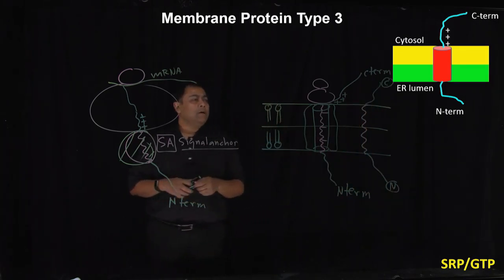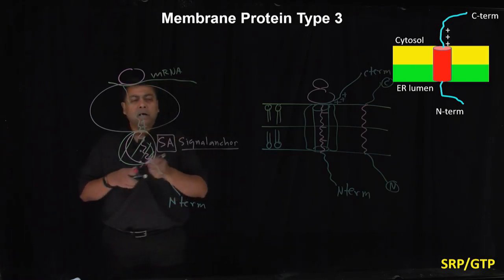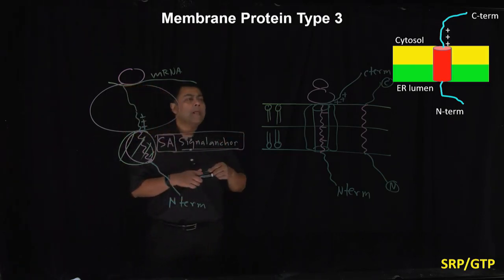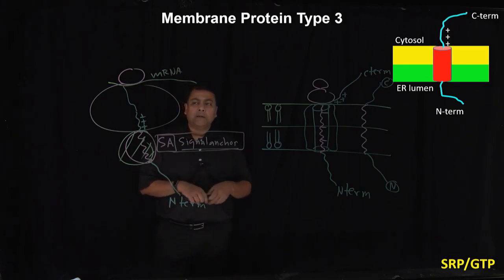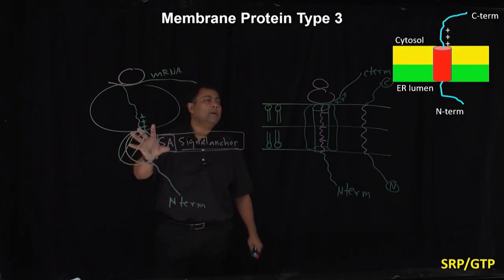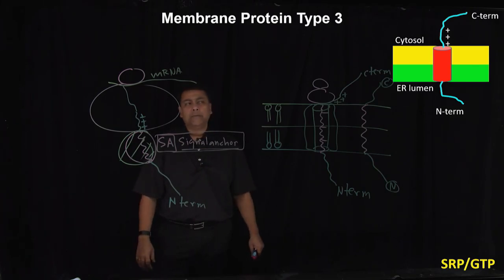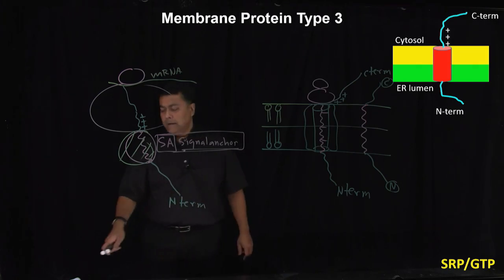So very straightforward. The only thing is that right here, the signal anchor sequence is bringing the translating ribosome from the cytosol onto the membrane. And this is also done by the SRP at the expense of GTP. So that's all about protein type 3.